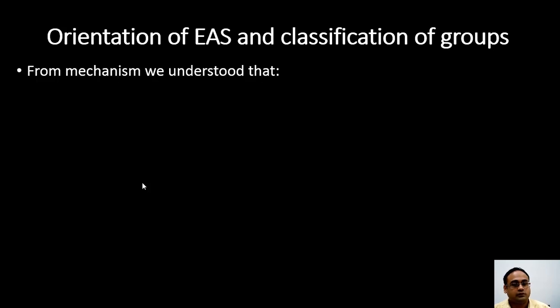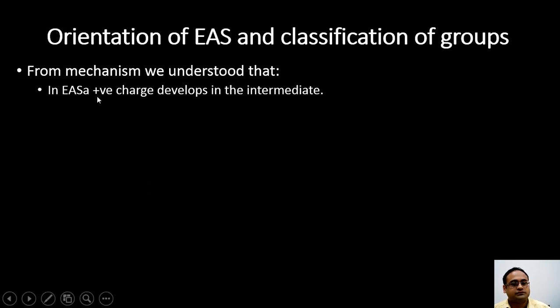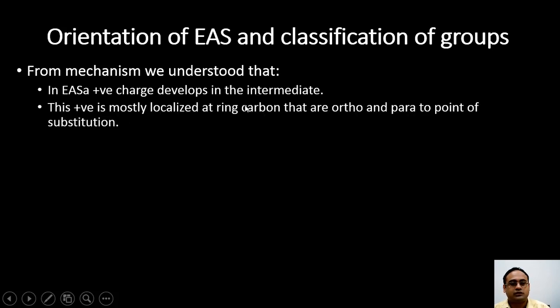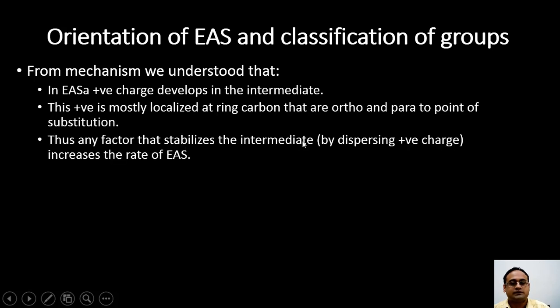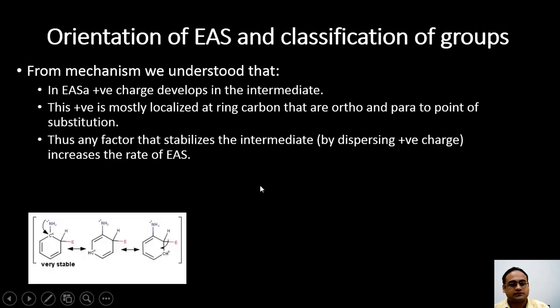Moving to the orientation of the electrophilic aromatic substitution and classification of these groups. From the mechanism that we have studied so far, we understood that in electrophilic aromatic substitution, a positive charge is developed in the intermediate. This positive charge is mostly localized at ring carbons that are ortho and para to the point of substitution. That means where the electrophile is adding. Any factor that stabilizes this intermediate by dispersing the positive charge will increase the rate of electrophilic aromatic substitution.